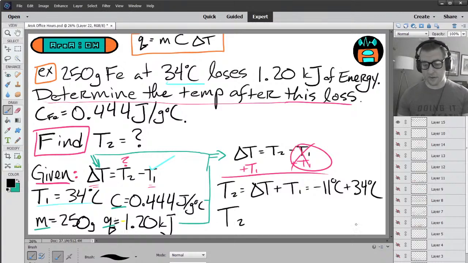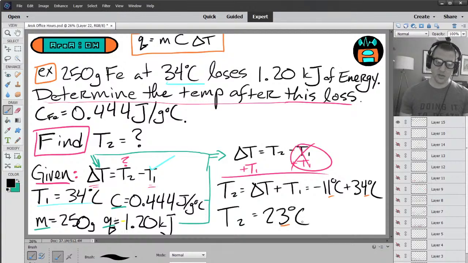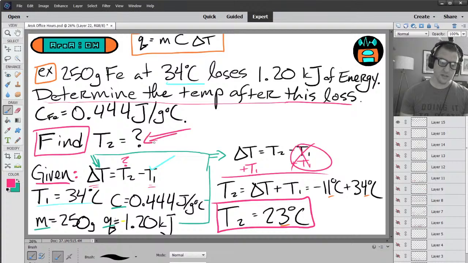You punch that into your calculator. Your calculator will tell you that 34 minus 11 is 23. Sig figs wise, last sig fig needs to be in the ones place. This one has its last sig fig in the ones place. And our units are degrees Celsius. So this is T2, our final answer. Our final temperature was 23 degrees Celsius.